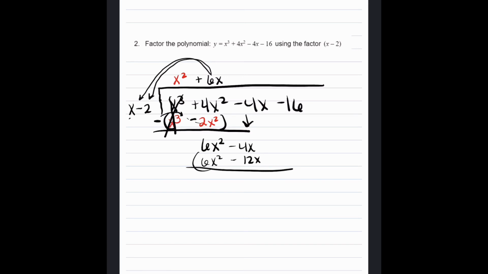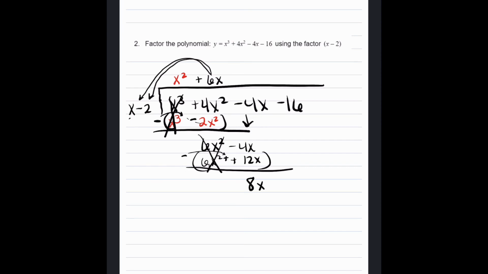I'm going to go ahead and subtract these. 6x squared minus 6x squared is 0, so they cancel. Negative 4x minus negative 12x. So I'm going to go ahead and distribute that negative in again. So I can go like this. Double negatives become a positive. So now I have negative 4 plus 12, which is 8x, and it's positive 8x.